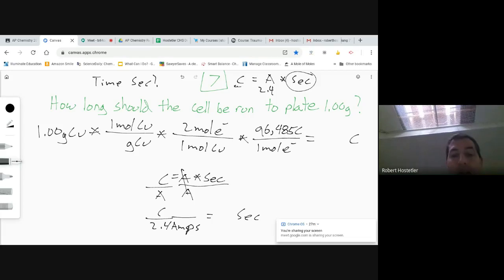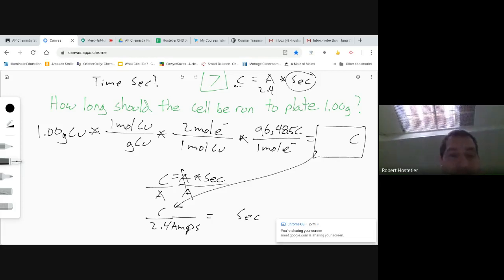That might be kind of ridiculous, so you might need to change it to minutes or hours or whatever they ask for. So once you get your stoichiometry, that answer goes right there, and then you do a little bit of division.